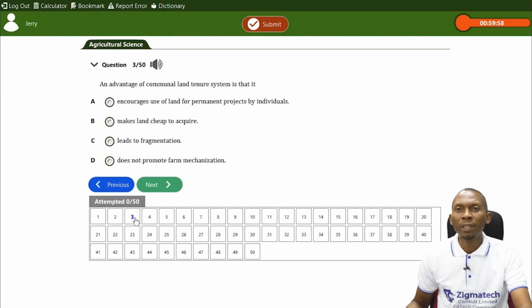This question says, an advantage of communal land tenure system is that: A, it encourages use of land for permanent projects by individuals. That's a disadvantage, not an advantage. B, it makes land cheap to acquire. C, it leads to fragmentation. D, it does not promote farm mechanization. The answer here is B, it makes land cheap to acquire. That's the only advantage here. The others are disadvantages.